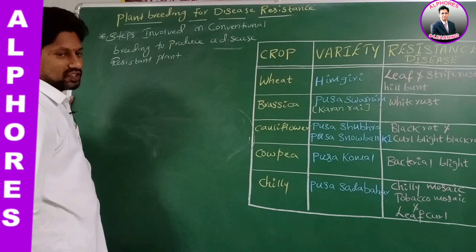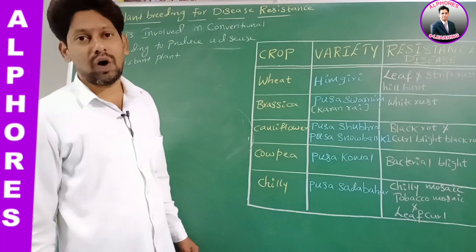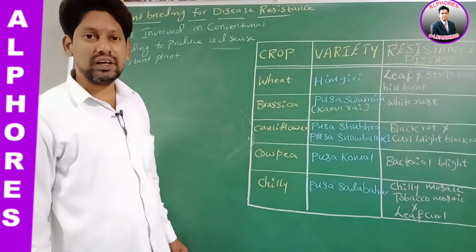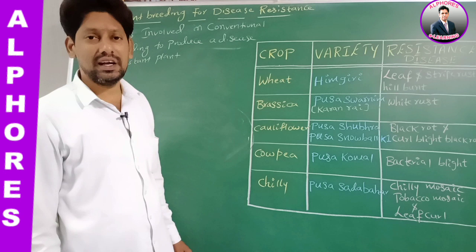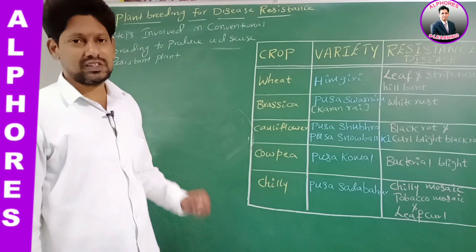Listen to this statement carefully. We already discussed the different steps involved in plant breeding. I already told you, throughout the world, plant breeding is carried out in a systematic manner. What are the main steps involved in classical or conventional plant breeding? Number one, what is it? First step is collection of genetic variability.